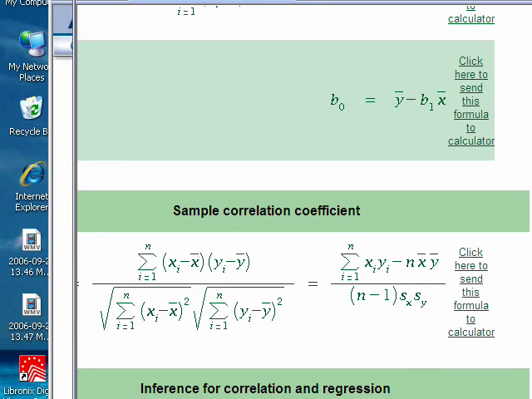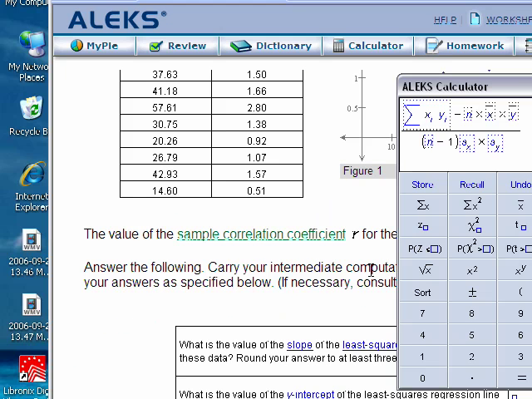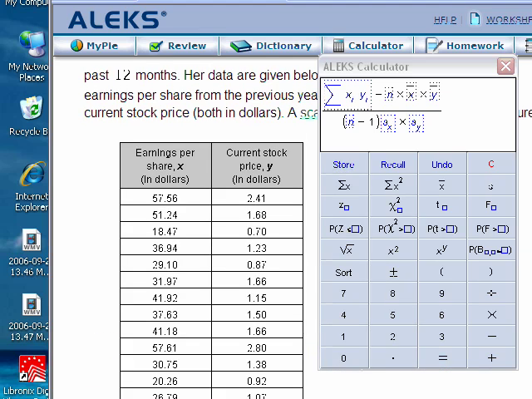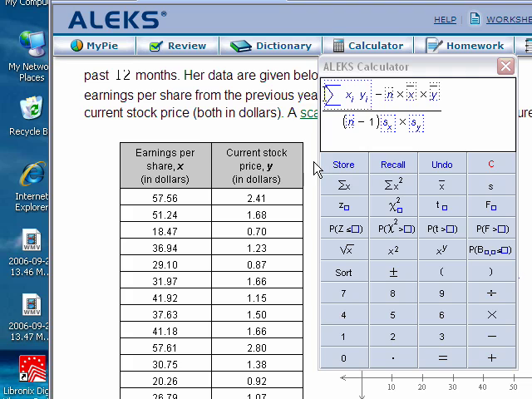So if we scroll over here, that's our shortcut formula for finding R. So let's click on that, and it'll send it to the calculator. And when we look here, we see this symbol. It looks like an E, but that's the symbol for a summation. So that's saying take the values of X times Y and add them up. So when we look at the data that they gave us in ALEKS, we notice they gave us an X column and a Y column, but they didn't give us an XY column. That means the product of X and Y.